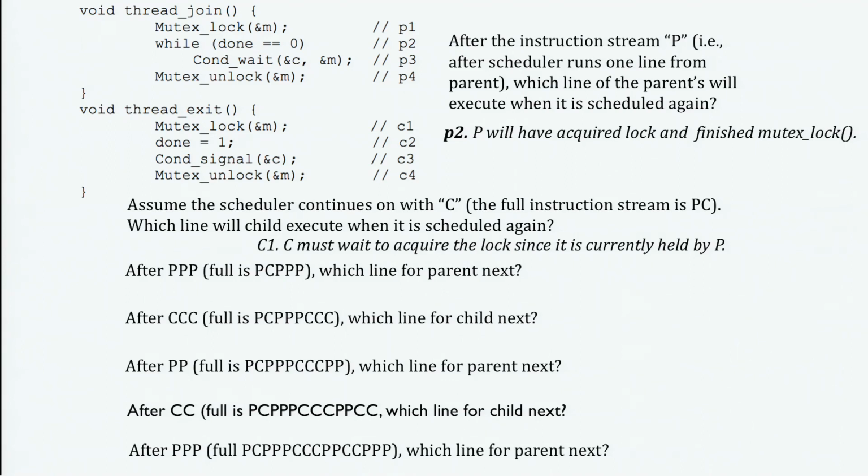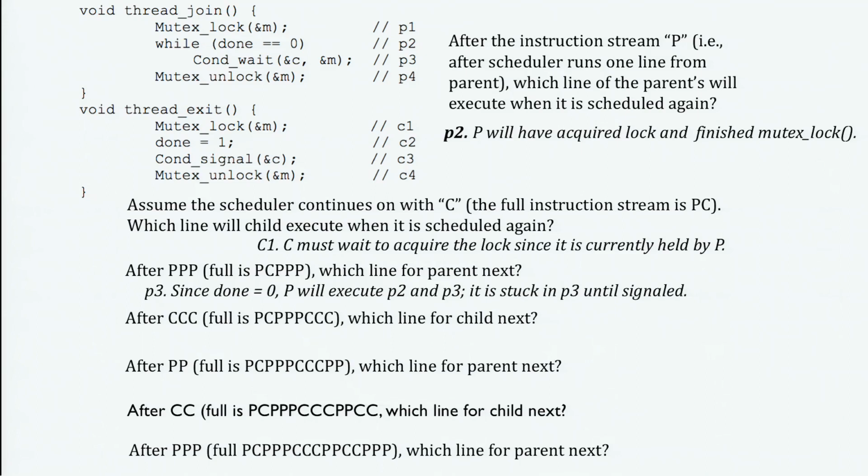So no matter how many strings of P I gave you, as long as it was 2 or more, it's always going to be stuck in P3 at that point, right? Because the parent is stuck waiting for the child to run and to call signal. So when the parent gets scheduled again, it will still be inside the condition wait at this point.